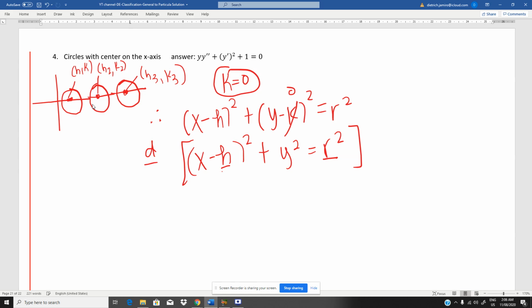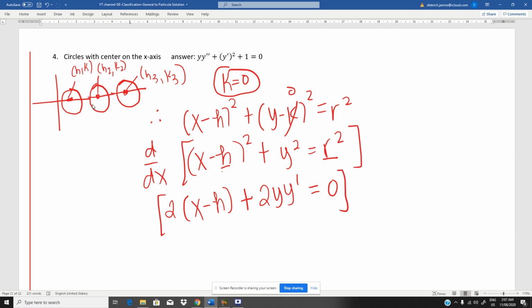Differentiating both sides of the equation with respect to x, we will have 2 quantity x minus h plus the derivative of this one, which is 2y, and then because this is y, we will have y prime, is equal to 0. As you can see, both the first term and the second term are divisible by 2, so we could multiply both sides of the equation by 1/2. It will turn to x minus h plus y y prime is equal to 0.